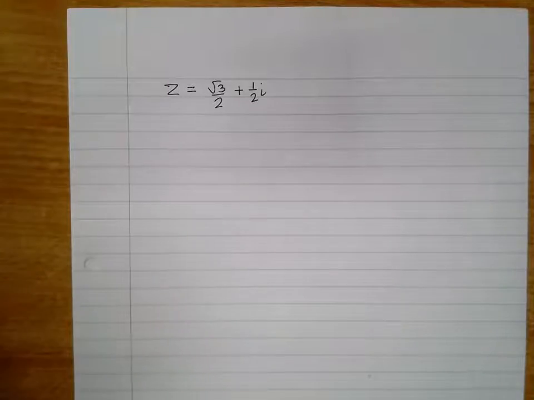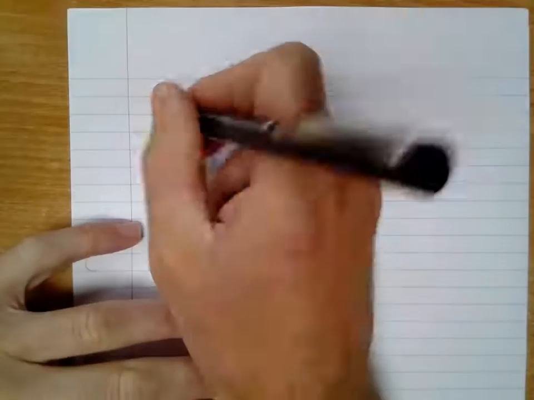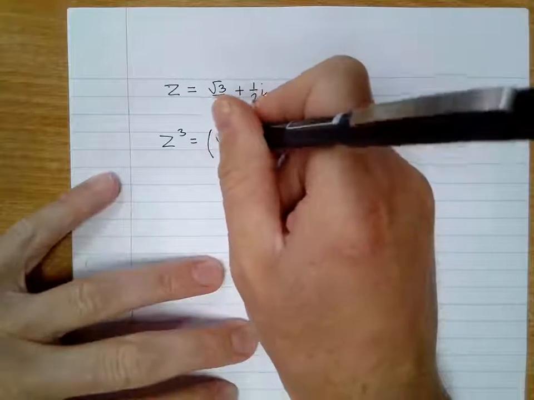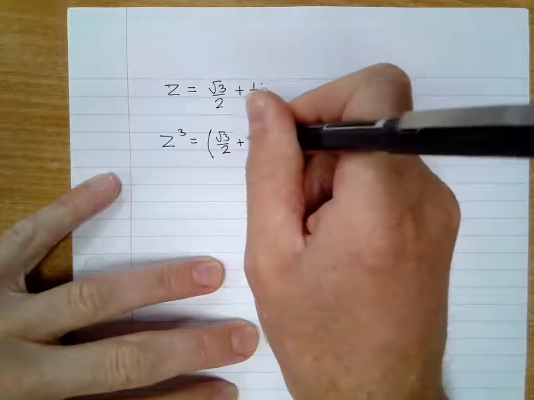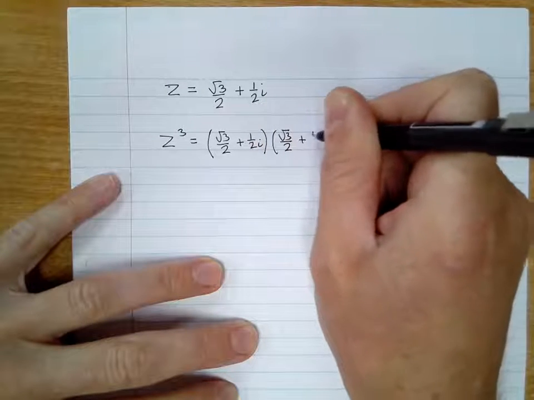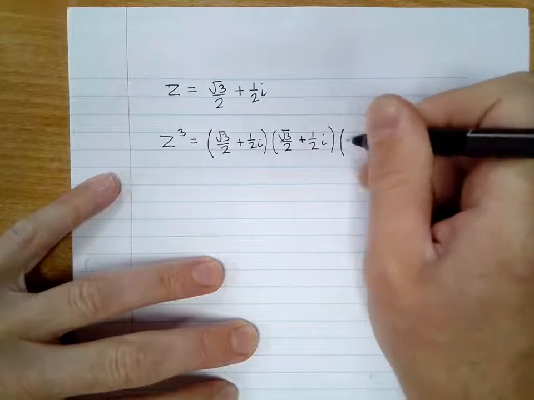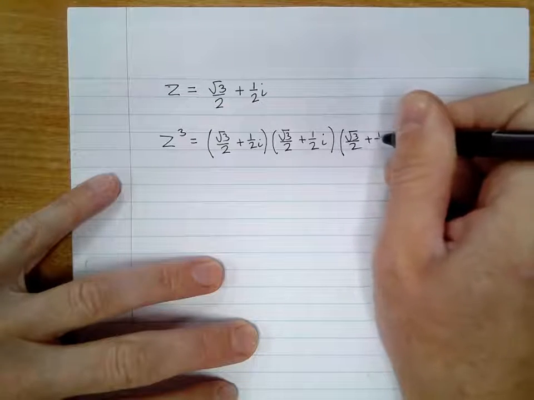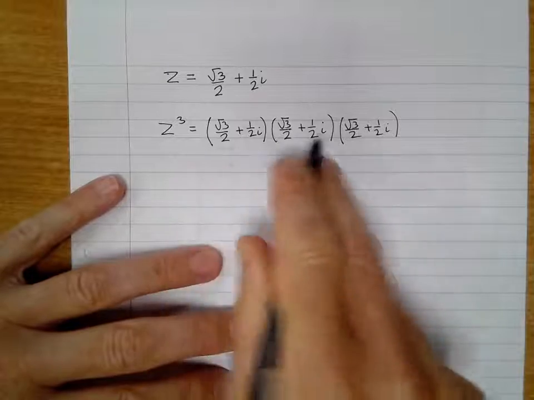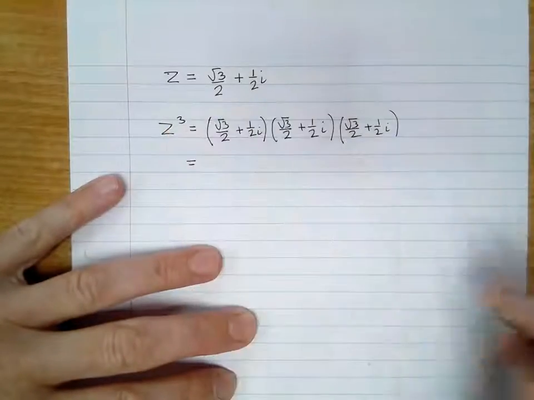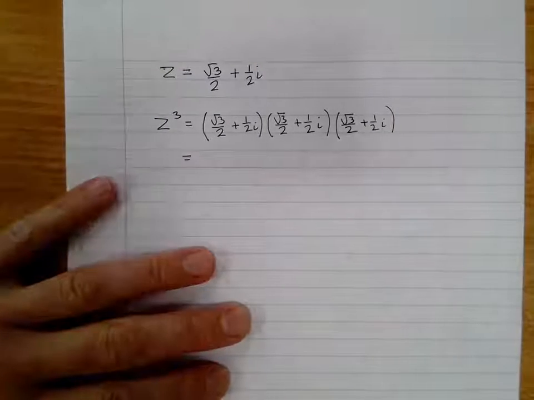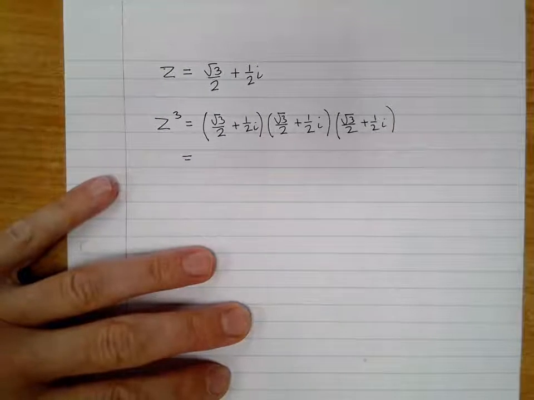And let's suppose I want to cube it. So I want to find z cubed. So z cubed is going to be root 3 over 2 plus a half I multiplied by root 3 over 2 plus a half I multiplied by root 3 over 2 plus a half I. Okay, and I could do this by multiplying out the first two brackets and then multiplying it by the last bracket. Or I could do it using the binomial expansion method.